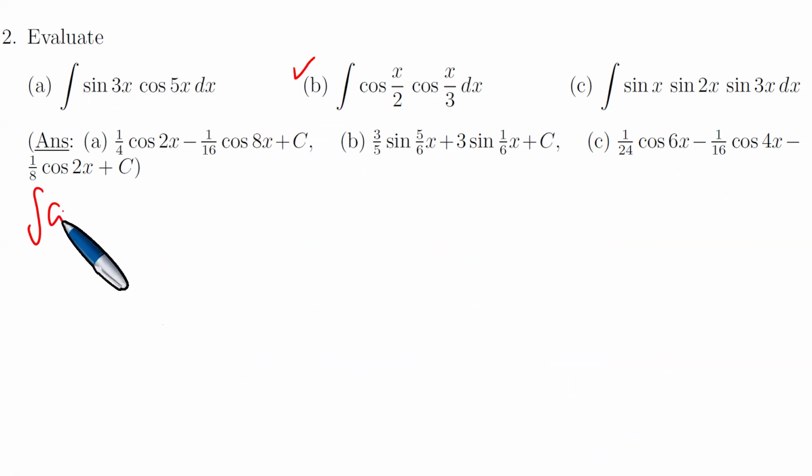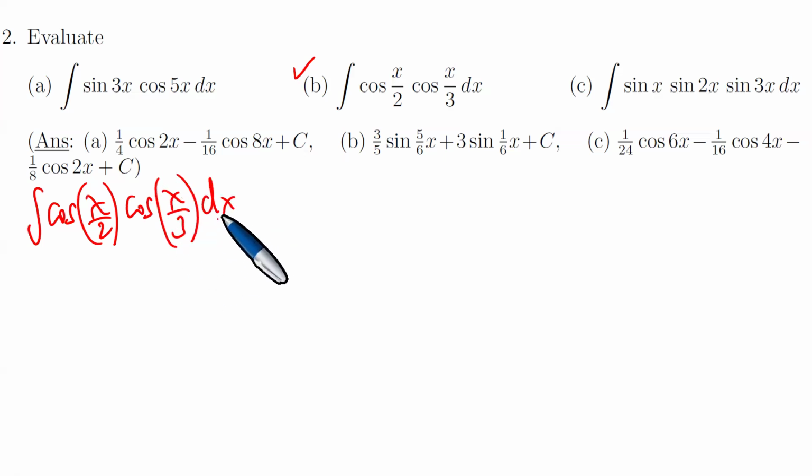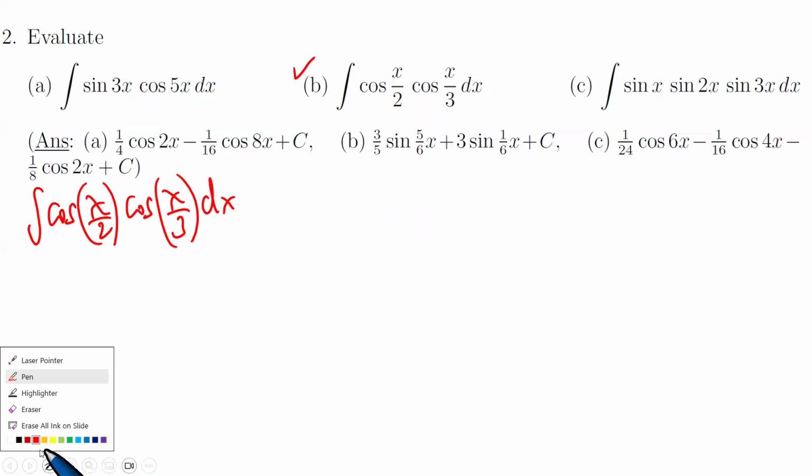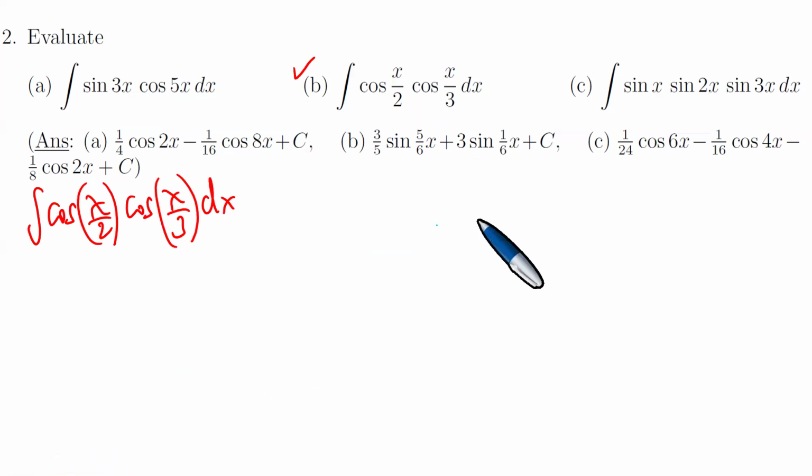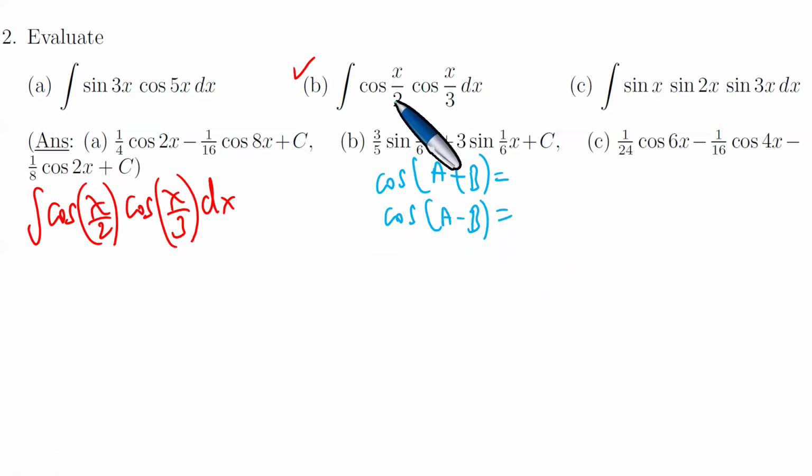And so, which means that it is the integral of cosine of x over 2, cosine of x over 3, dx. Okay, to do this one is now the same thing. Because in school, we are taught cosine of A plus B, and in school we're also taught the cosine of A minus B. So you need to derive the formula that is going to have cosine, cosine from this.